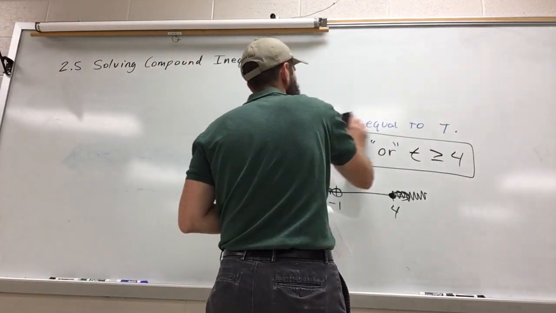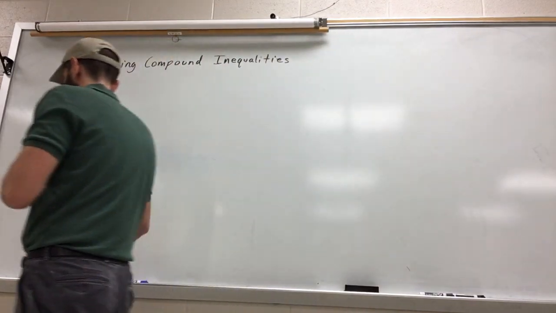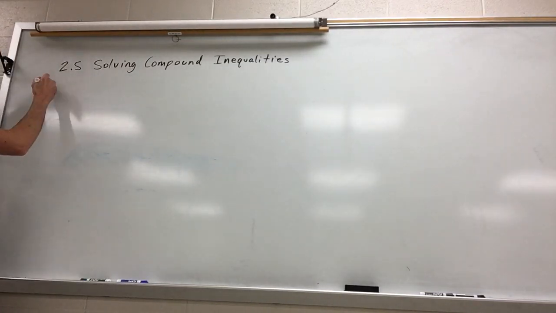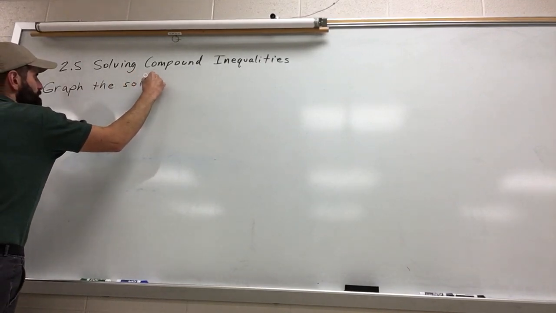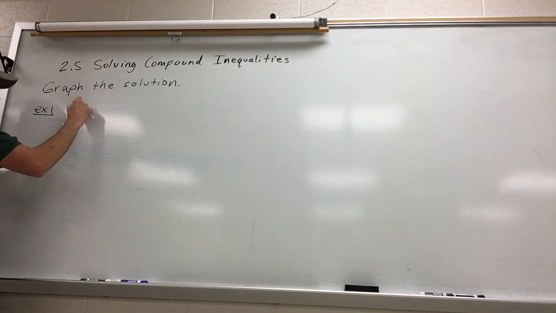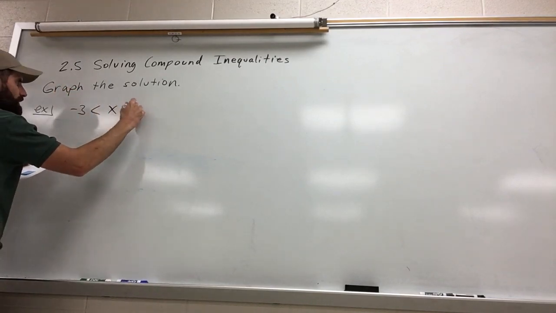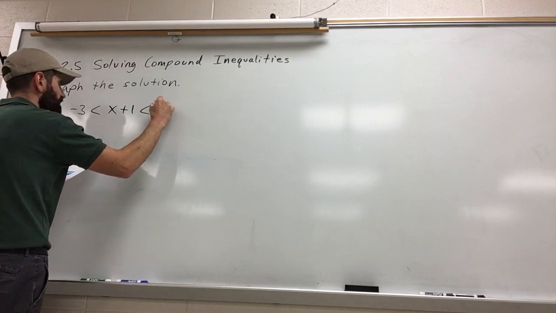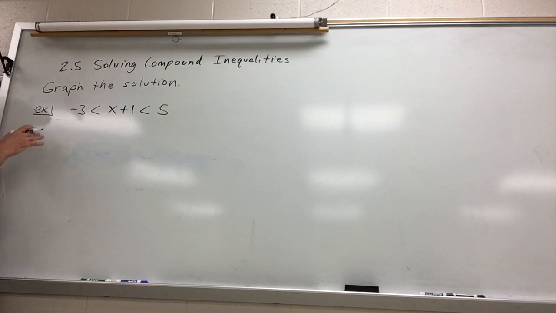So that was translating them. Now let's move on to solving them. The instructions are: graph the solution. Our first example is an "and" compound inequality. It says -3 < x + 1 < 5. And this is actually saying x + 1 is between -3 and 5, and it's not equal to either one.